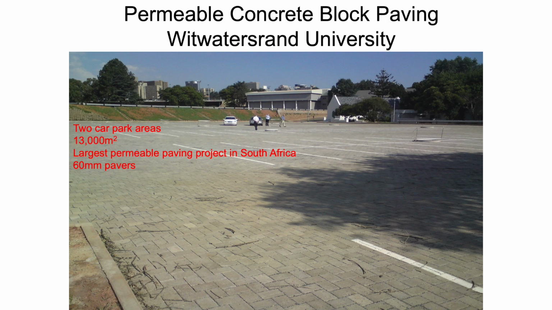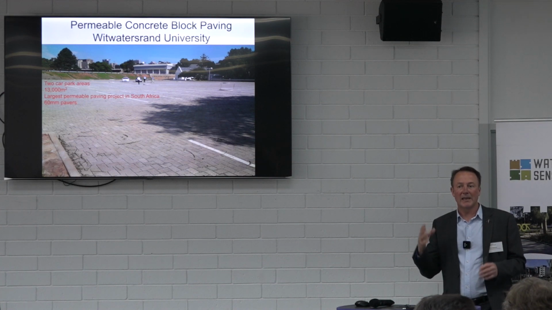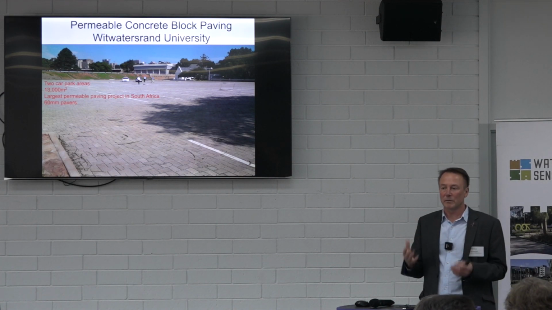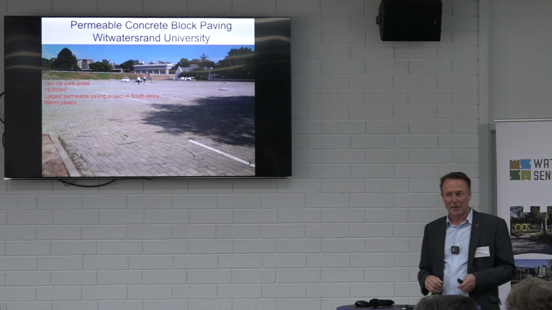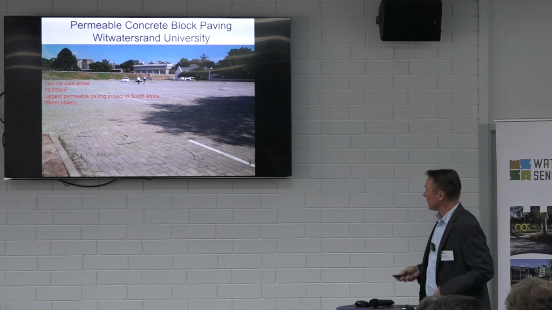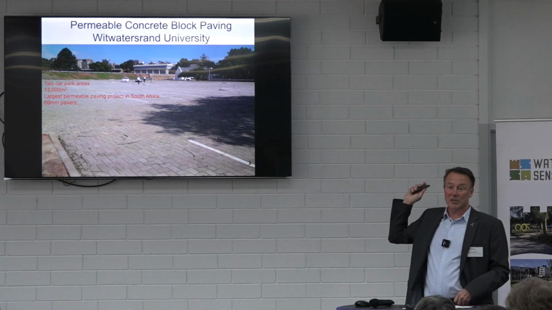Okay, there's 2 car parks, 100% permeable paving. It's wonderful, but totally unnecessary. At least 3/4 of that car park could have been impermeable pavers draining onto permeable pavers. Still, it's functioning very well today. That will never clog because it's just so large.